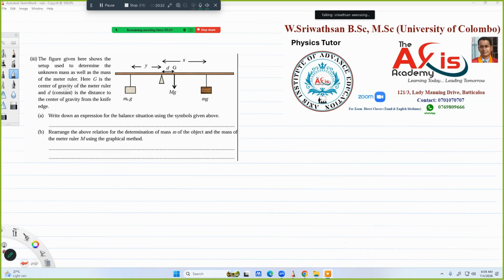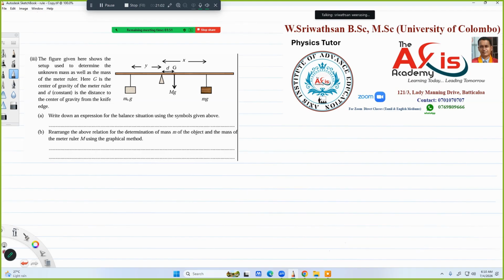Here G is the center of gravity of the meter ruler and D, where is D? D is a constant value. This is the center of gravity. This is the pivot, right? At the equilibrium, left side there's a mass m naught g, right side a mass mg is there, right? Mass of the meter rod is M. This is at the center of gravity. This is the pivot, right?